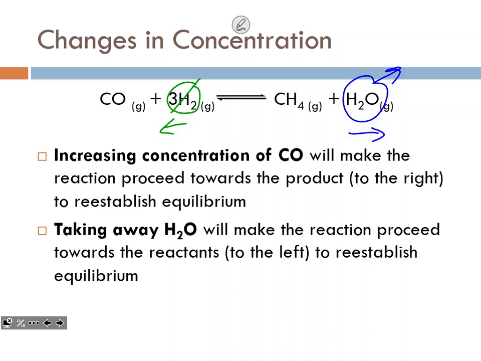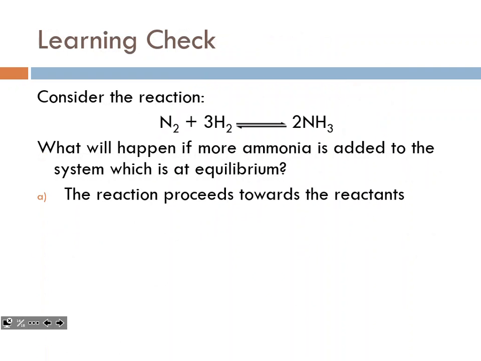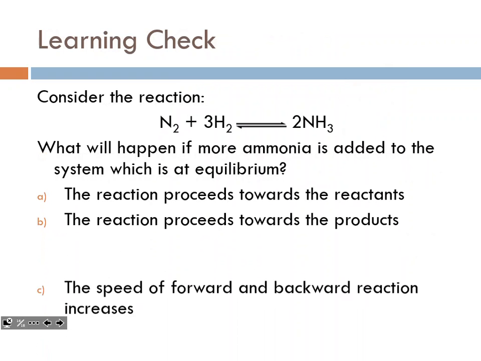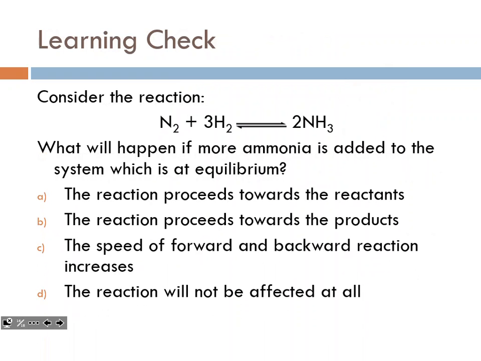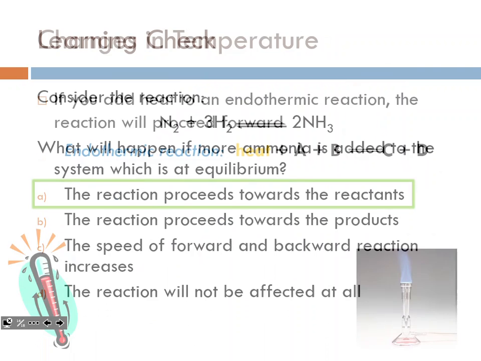Now going back over the concentration ones, here's an example, an SOL kind of question. What will happen if more ammonia is added to the system, which is at equilibrium? Well, we're adding to the product side, so which answer seems the most reasonable? We add to the products, so it's going to proceed towards the reactants. That would be the best choice in selection there.